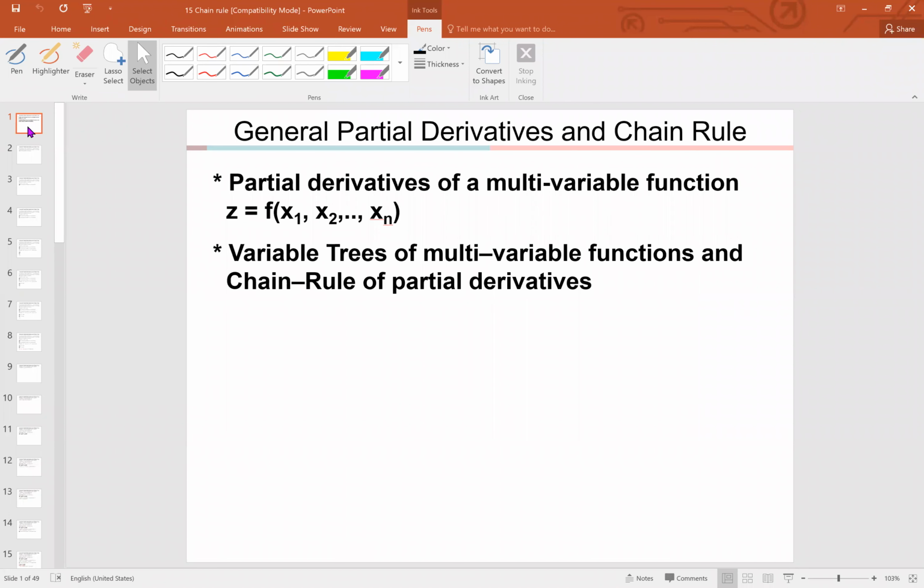Well, hello everyone. This is Professor Ma, and this is the introduction to the sections on chain rules and general partial derivatives. These are the two topics. We're going to talk about partial derivatives of multivariable functions, and then we're going to talk about how to do the chain rule when we compose a multivariable function with another multivariable function, and so on. How do we keep track of the variables?